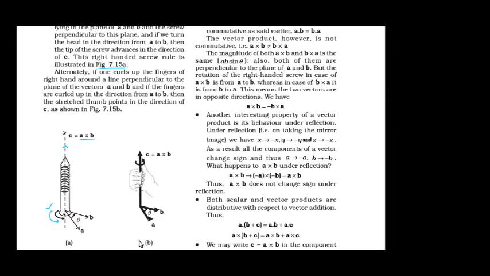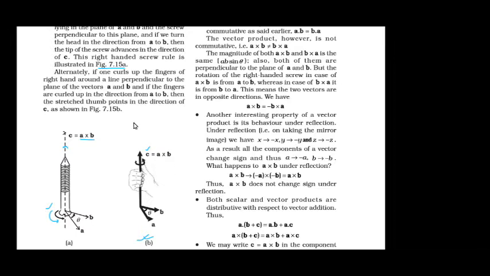In figure b we will explain the right hand thumb rule. We imagine that all the fingers except the thumb are wrapping around the axis perpendicular to the plane of A and B. Then the thumb is directed in the direction of C. Thumb is in the direction of C.